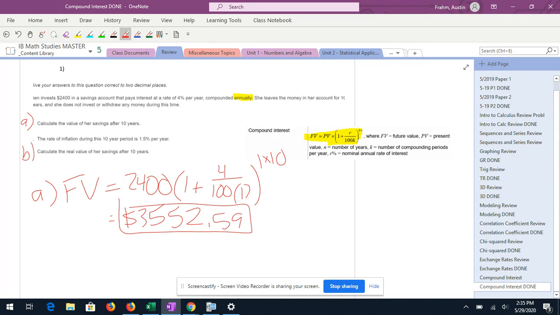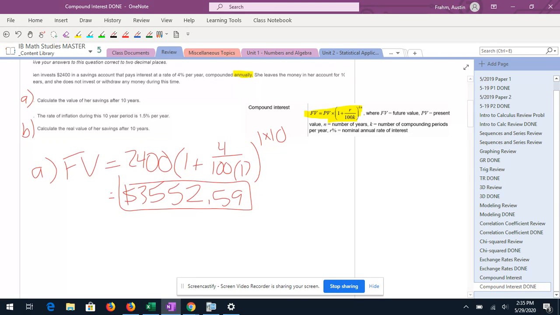It says the rate of inflation during this 10-year period is 1.5% per year. Calculate the real value of her savings after 10 years. So inflation is something that happens in real life. It's a way that kind of makes the money seem more than it actually is. So technically, she does not have $3,552.59. It's a little bit lower than that.